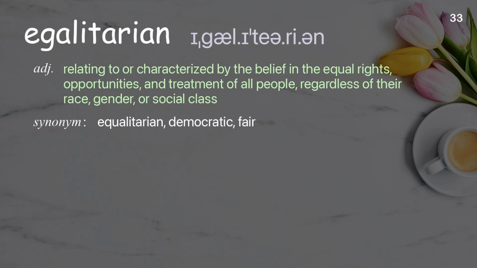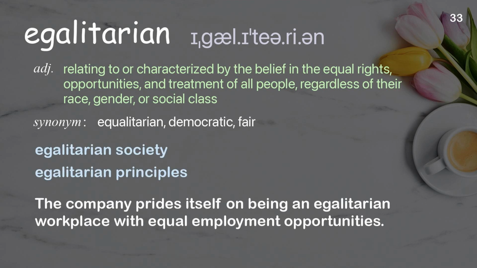Egalitarian. Relating to or characterized by the belief in the equal rights, opportunities, and treatment of all people, regardless of their race, gender, or social class. Examples. Egalitarian society. Egalitarian principles. The company prides itself on being an egalitarian workplace with equal employment opportunities.